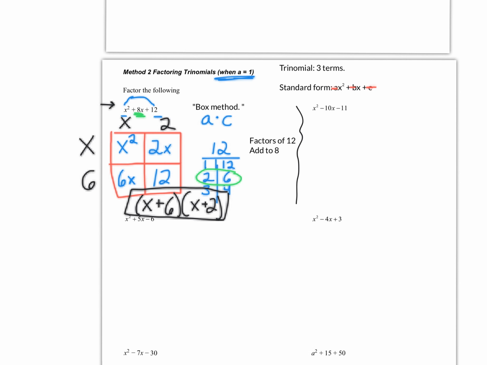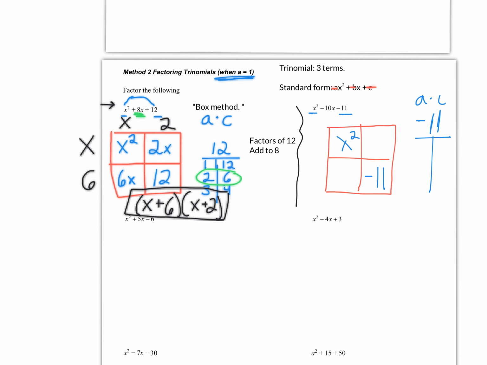Use the box method. So we're going to make our box. The first box goes for the first term, x squared. The last for negative 11. And remember, it's a times c that we're doing next. A times c. 1 times negative 11, negative 11. We need numbers that multiply to negative 11, add to negative 10.